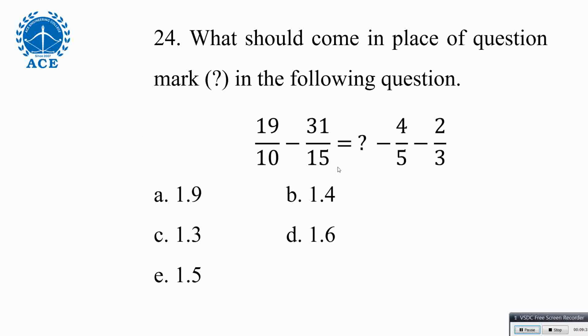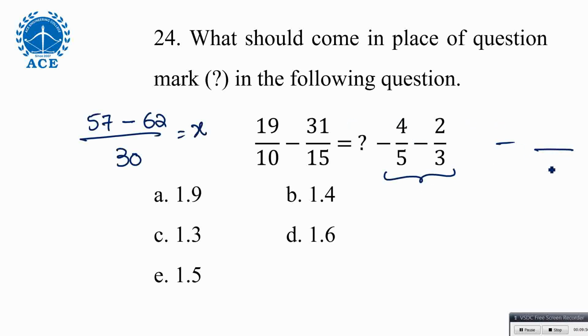So what you can do, you take LCM, 10 and 15 LCM is 30. Here multiply by 3, 19 into 3, 57. 31 into 2 is 62. It is nothing but equal to x minus. There also if you take LCM, this entire denominator is 15. This is 4 into 3, 12. 5 into 2, 10. We got 2 by 15 there, and this is minus 5 divided by 30. It's nothing but minus 1 by 6.